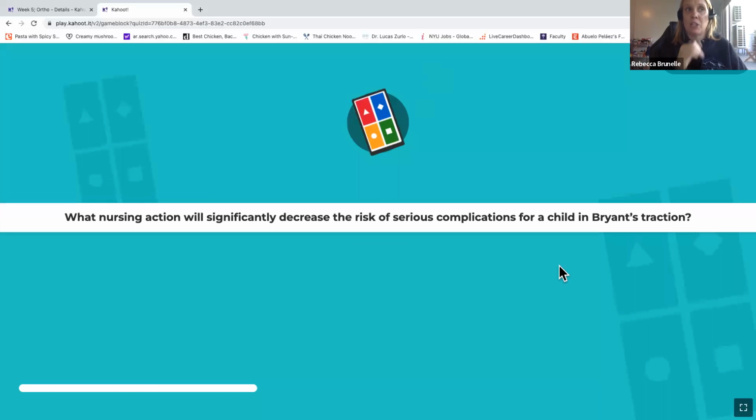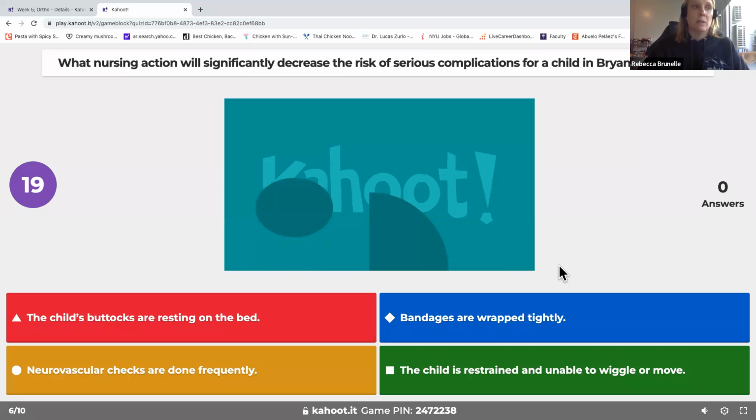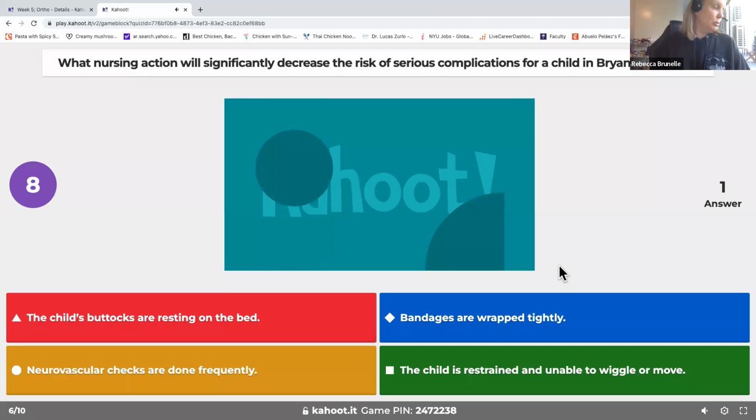What nursing action would significantly decrease the risk of serious complication for a child in Bryant's traction? The child's buttocks are resting on the bed. Neurovascular checks are done frequently. The bandages are wrapped tightly, or the child is restrained and unable to wiggle or move.